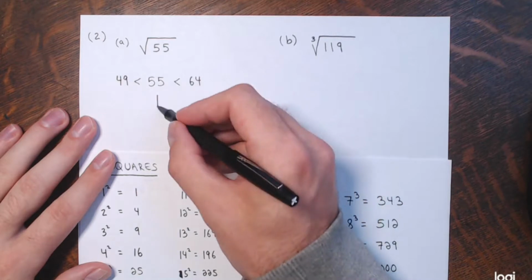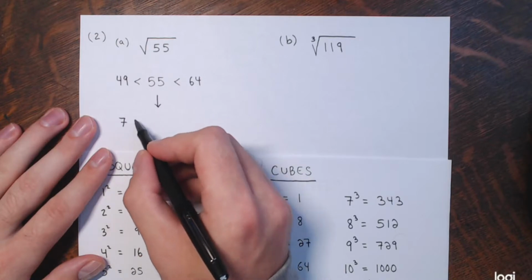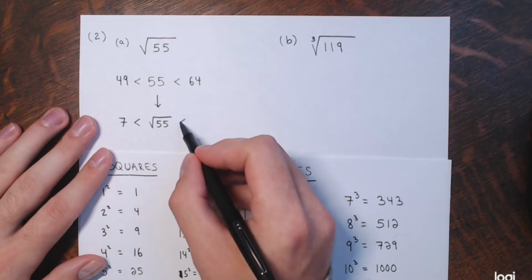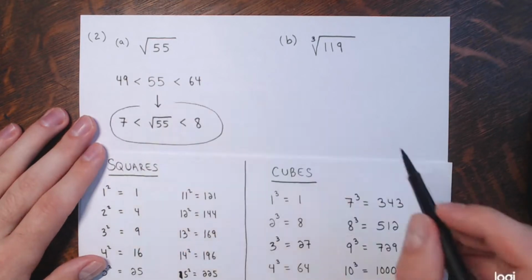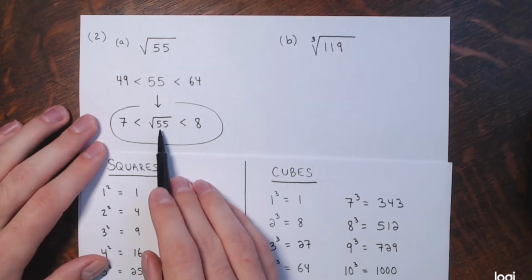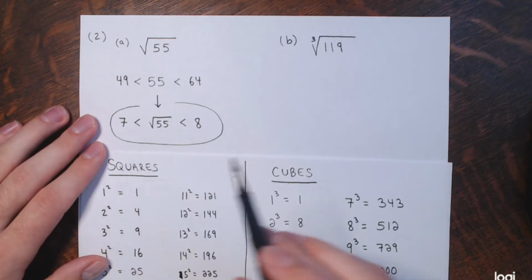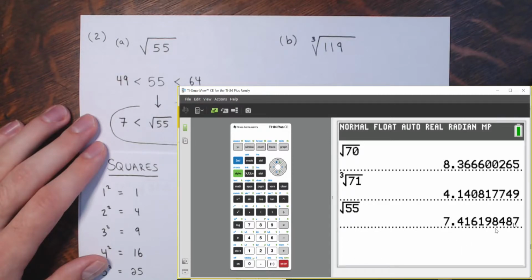And so, taking the square roots of all these numbers, we get the inequality, 7 is less than the square root of 55, and that's less than the square root of 64, which is 8. And there we go. So whatever the square root of 55 is, it's between 7 and 8. Right? So when I enter square root of 55 into a calculator, it should be 7 point something. Right? So I'll enter that square root of 55, and you see it's 7.416, da da da. Wonderful.